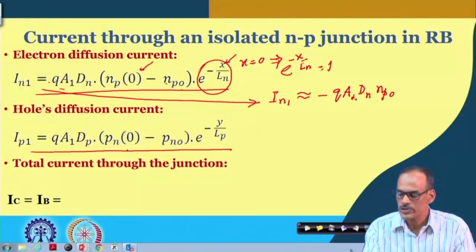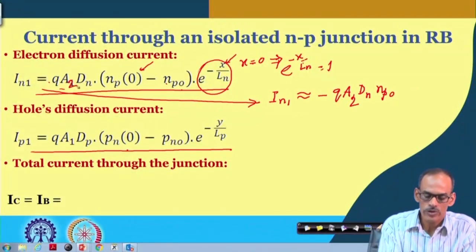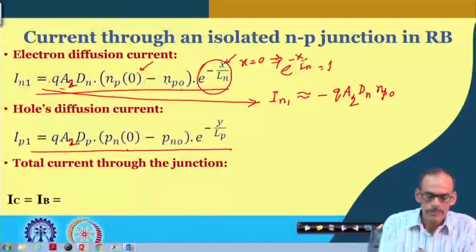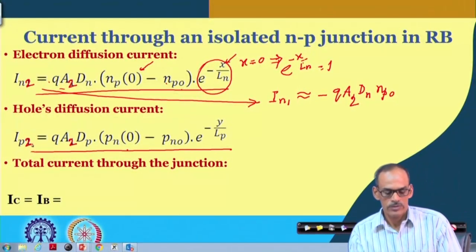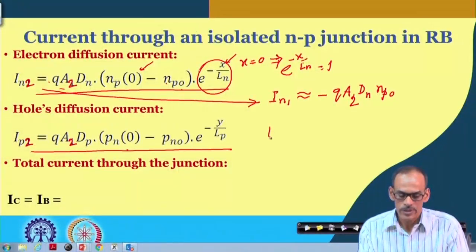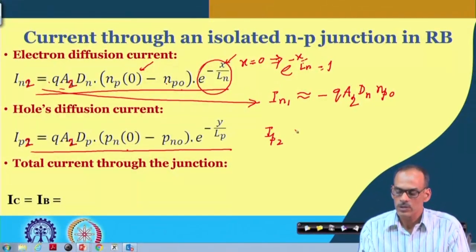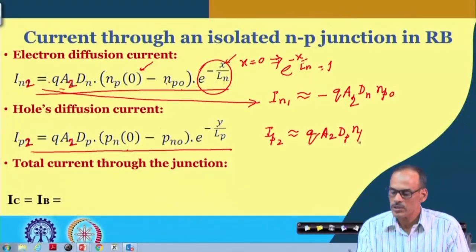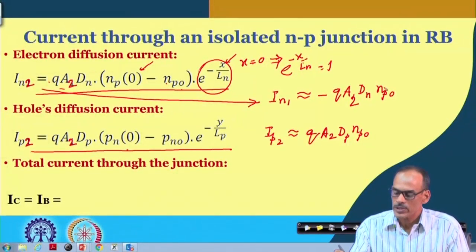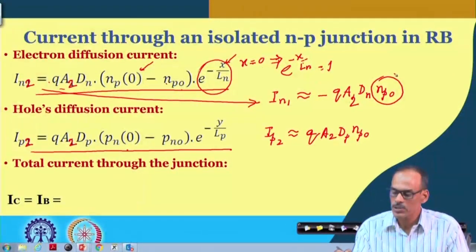By the way, now I should use a 2 rather, since we are talking about the second junction, and this current is also the second one. So, we can use subscript 2. Likewise, I p 2 is well approximated by q a 2 d p p n 0. Note that this is p n 0, not n p 0.